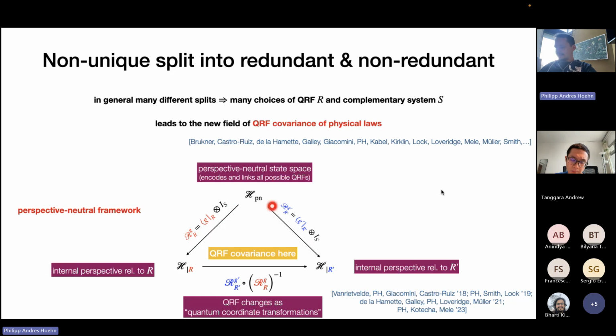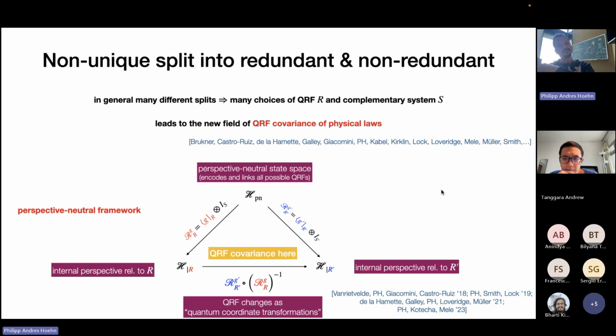This Hilbert space thereby really encodes all the different quantum reference frame perspectives. It really links all these quantum reference frame perspectives, just like a manifold links all the different coordinate descriptions, say in relativity. So the manifold itself is like a linking, frame-neutral or coordinate-neutral object. This gauge invariant Hilbert space links all the internal quantum reference frame perspectives and is thereby sort of internal quantum reference frame perspective neutral. So that's the origin of the name, why this has the PN as a label, why it's a perspective neutral Hilbert space, and why the whole framework is called perspective neutral.